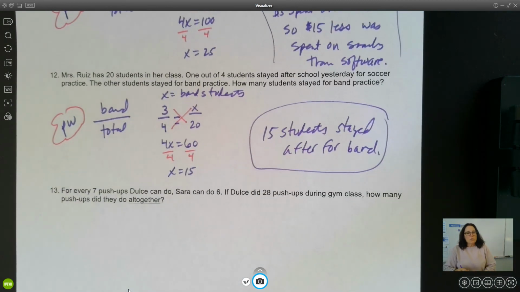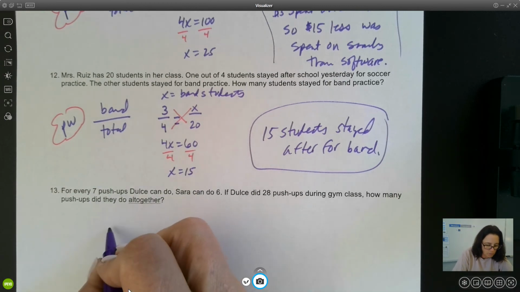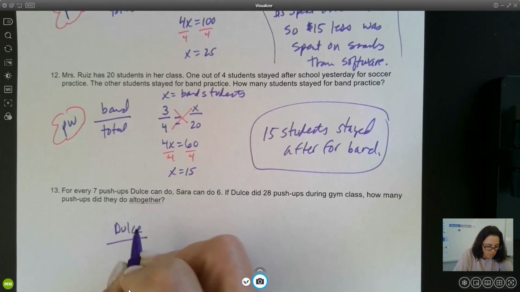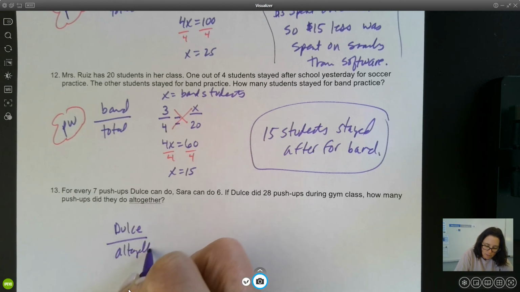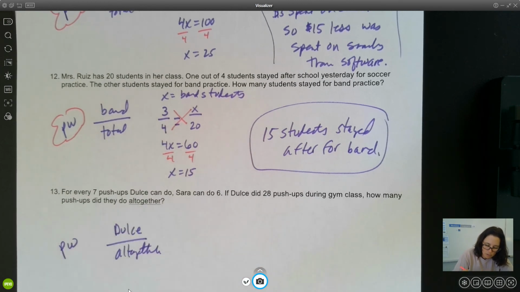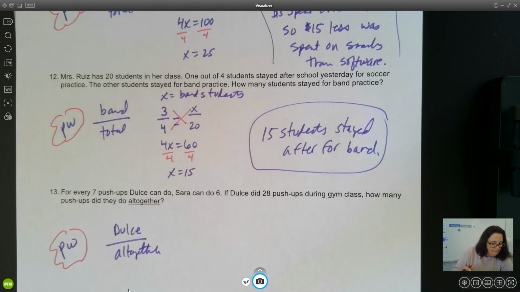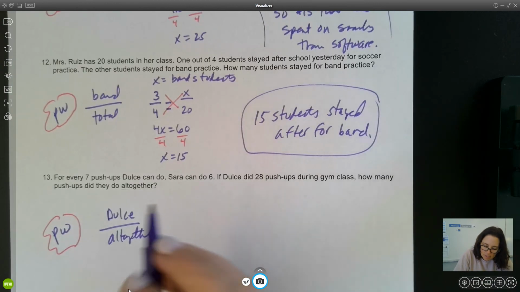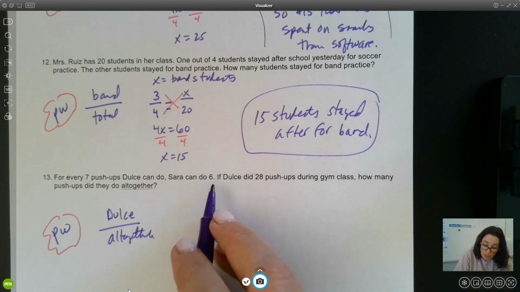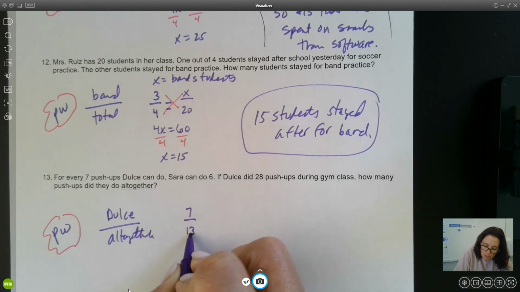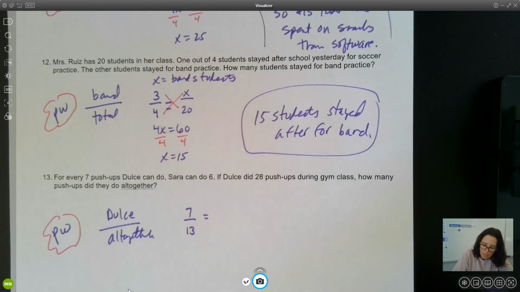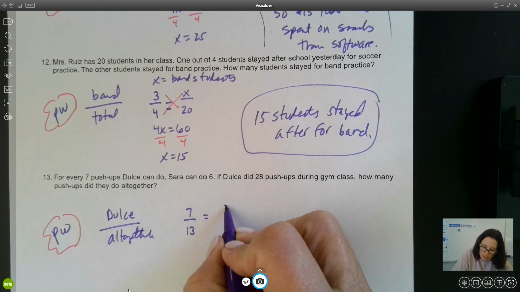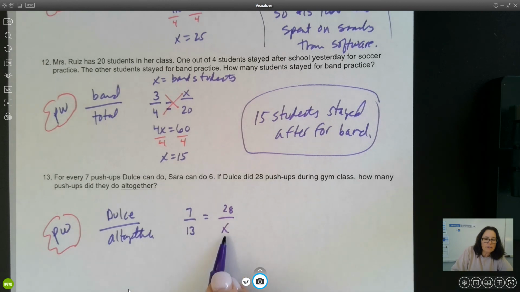For every 7 push-ups Dulce can do, Sarah can do 6. If Dulce did 28 push-ups during gym class, how many push-ups did they do all together? All right, so I'm going to do Dulce push-ups over all together push-ups. This is going to be another part to whole. So if I've got 7 to Dulce and Sarah 6, 13 is all together. So 7 is Dulce, 13 is all together. Dulce is 28. I'm trying to find out how many together.